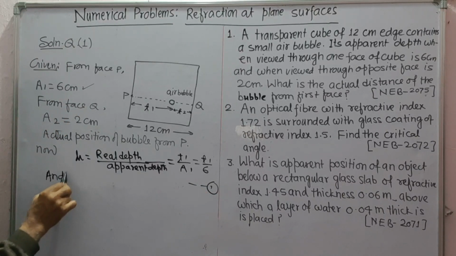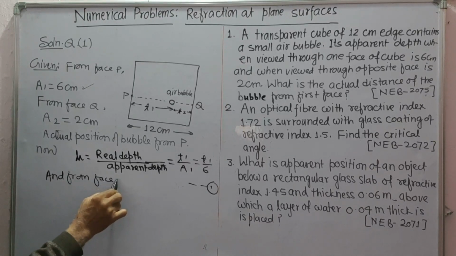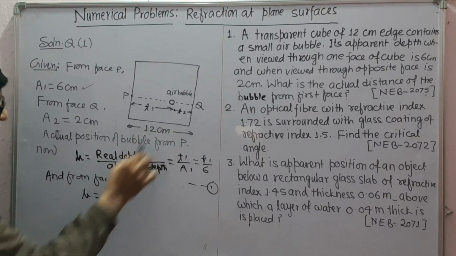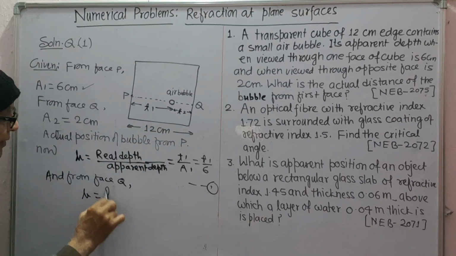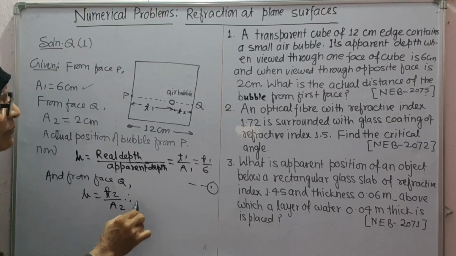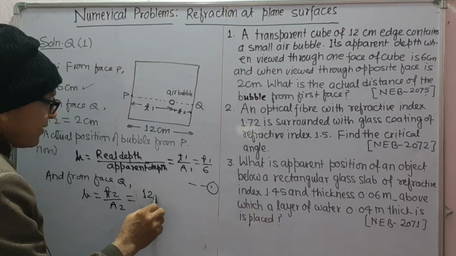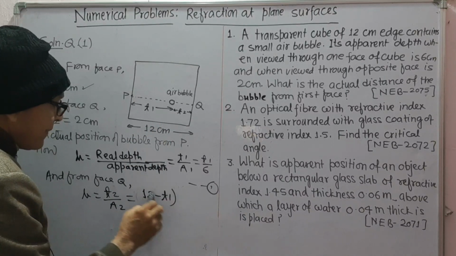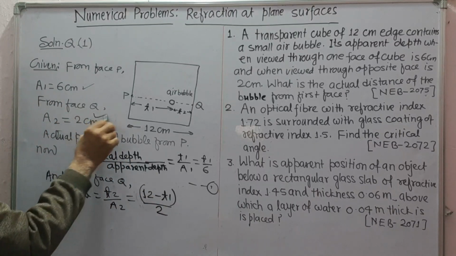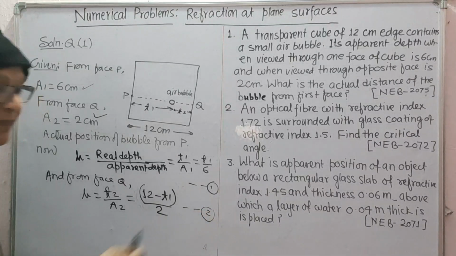And from face Q, mu will be equal to real depth T2 upon apparent depth A2. Therefore, T2 can be written as 12 minus T1. So mu is 12 minus T1 upon A2, where A2 is 2 centimeter. This is equation 2.